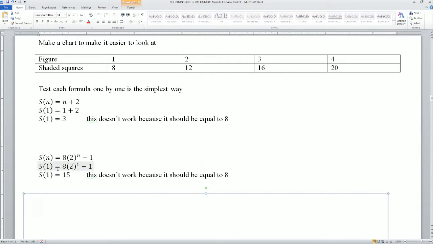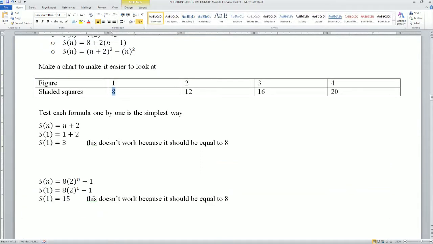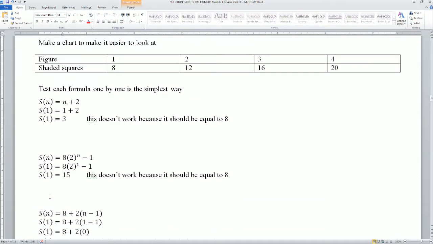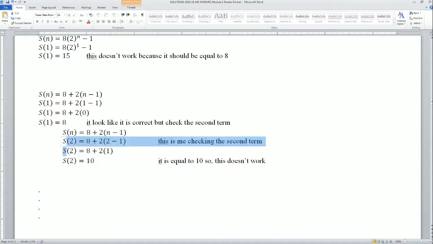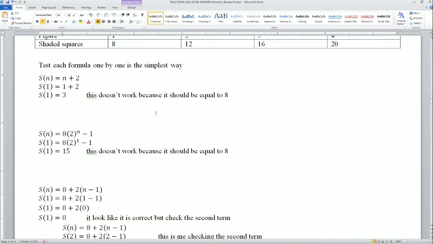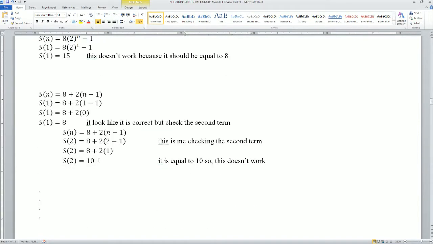Next one, I substitute 1 in here. I should have gotten 8 again for the shaded blocks, but I did not. So that one doesn't work either. Next one, I plug in 1 here into the function, and I do get 8. It is correct, but I should always check the second term to see if the pattern persists. Here I plug in 2 for the n value, and I get 10. If I plug in 2, I should get a value of 12 as the output. I do not get 12. Okay, so it doesn't work.